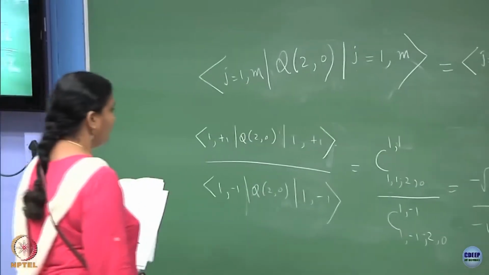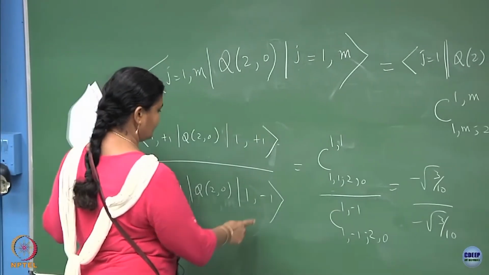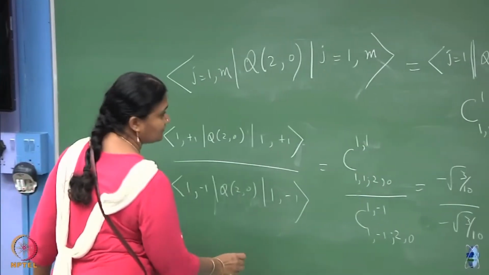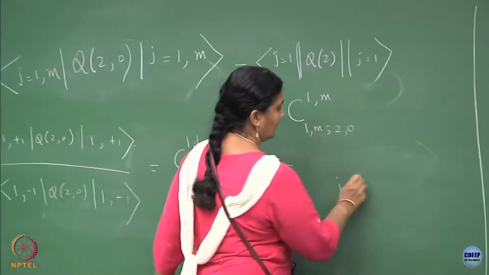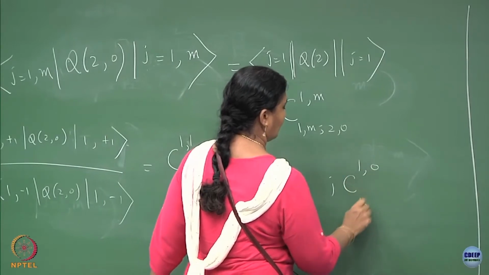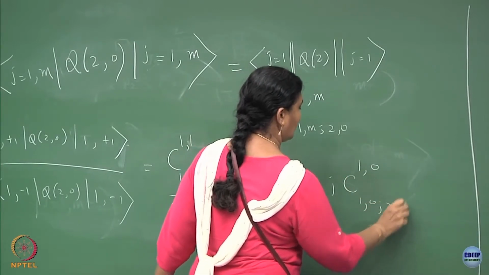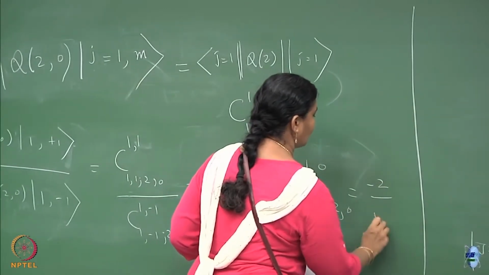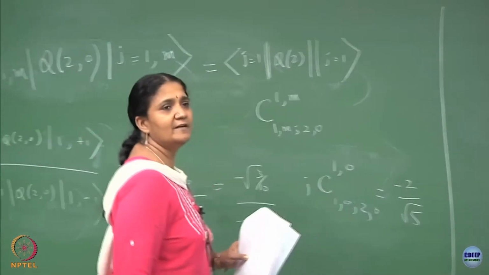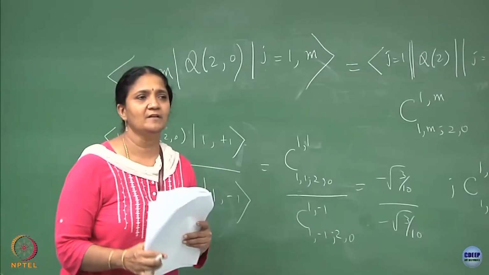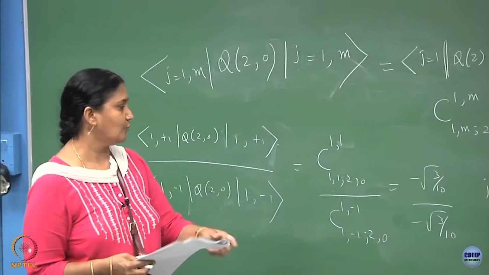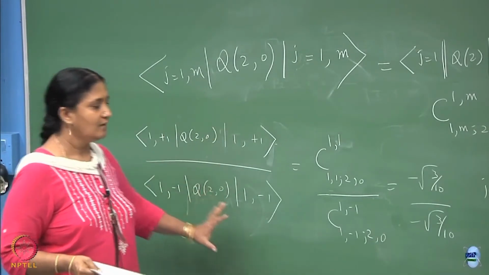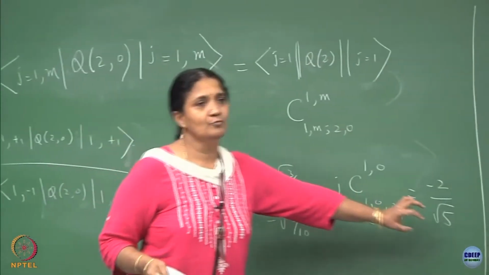But if you put in m equal to 0, then you get that CG coefficient to be minus 2 by root 5. Okay. So, the table will be given and you can look at the table and find out what the coefficients are. So, if you want the ratios of all the 3 orientations, it is 1:1:2 in this fashion.